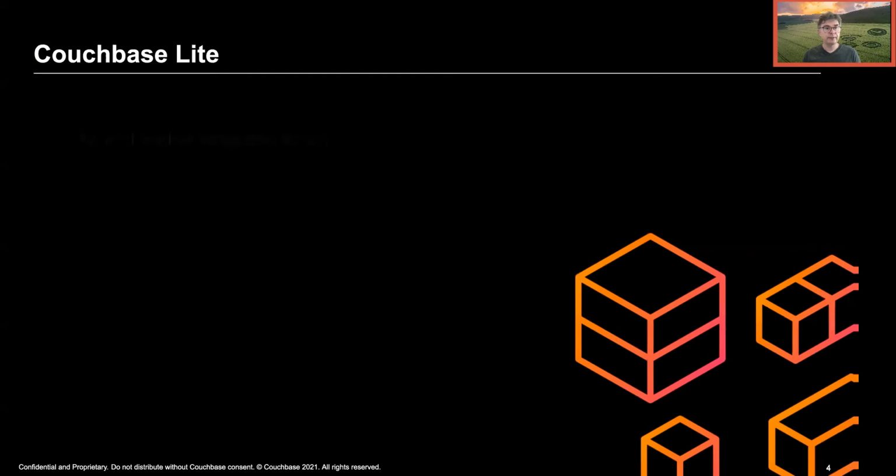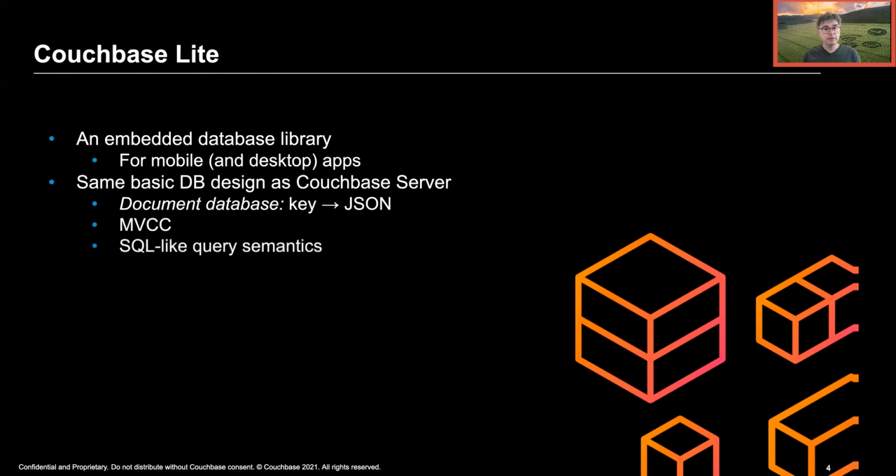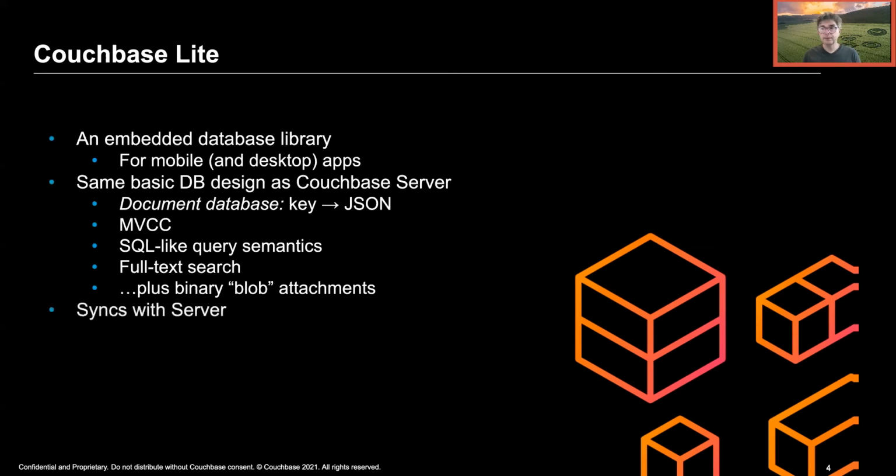So the overview: Couchbase Lite, as many of you know, is an embedded database library. It's for mobile apps primarily. It also runs on desktop. It has the same basic database design as Couchbase Server does, which is that it's a document database, mapping keys onto JSON objects. It supports MVCC, so concurrency control, revisions. The queries use SQLite-like semantics, supports full text search, and binary blob attachments. And of course, the big important thing is that it syncs with the server automatically so that you can have the same data on a client device as you can on the server.